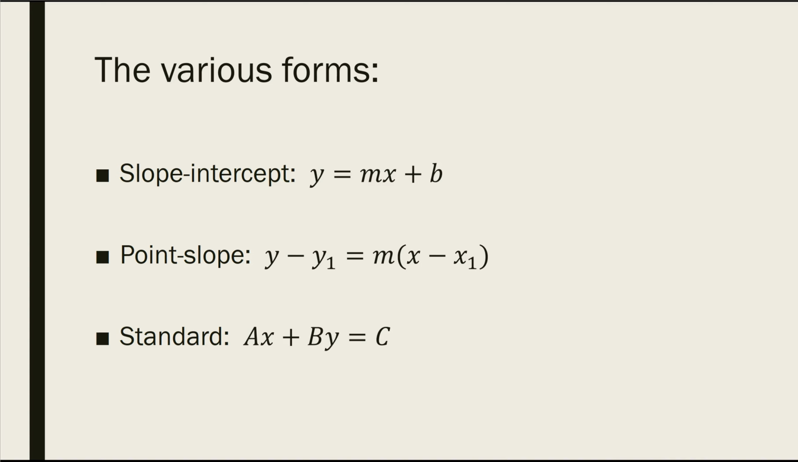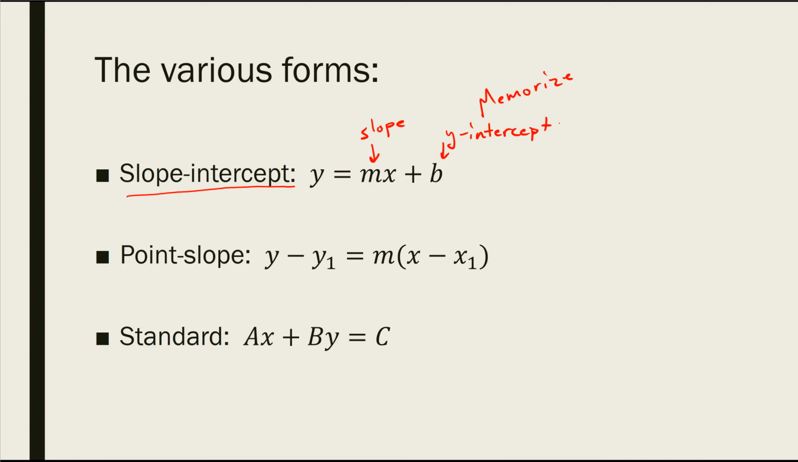Here they are. I would highly recommend you put this into your notebook, and I would highly recommend that you memorize these. They're actually over on the wall in class, but they will not be there on the tests and quizzes. Now, slope-intercept form. This is the one that you're most familiar with. Remember that the M is slope and the B is the y-intercept. That's the one that you've done a lot.